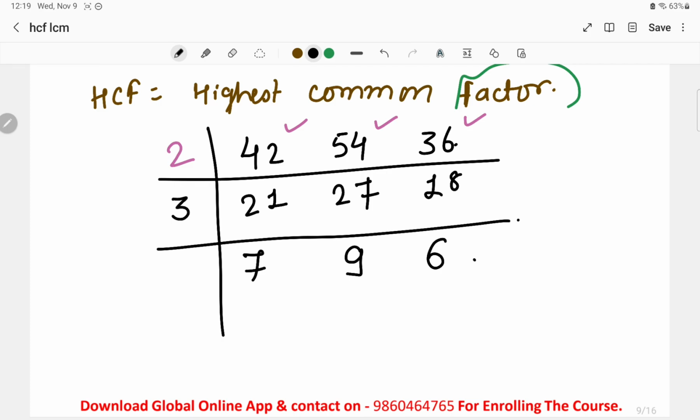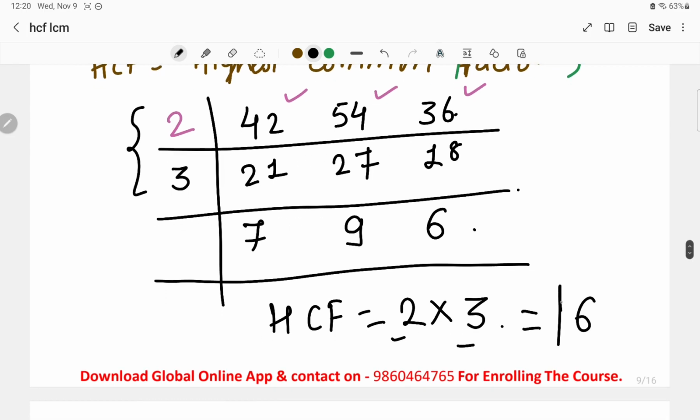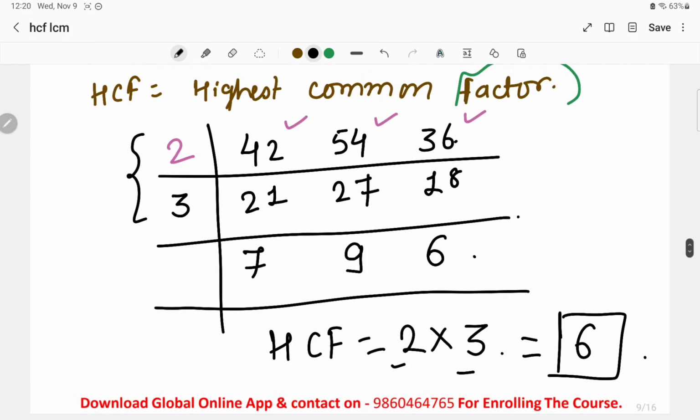Now 7, 9 and 6, these are the three numbers that we have got. But are 7, 9 and 6 divisible by one common number? 6 and 9 are both divisible by 3, but 7 cannot be divided completely by 3. So at that time we have to stop this procedure. To find the HCF, we simply multiply 2 with 3, not 7, 9 and 6, because there we stop the procedure. So we consider only 2 and 3 over here, so the HCF will be 6. This is how we calculate the highest common factor.